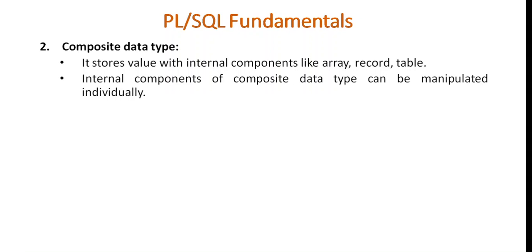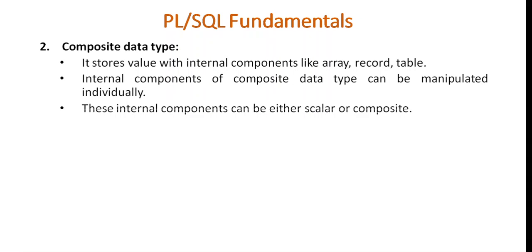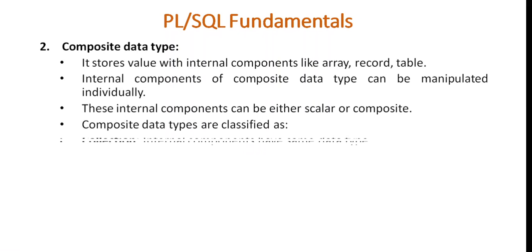Okay, so the internal components of composite data type can be manipulated individually, that is, each of the internal components in array or each of the internal components in record or table can be accessed or updated individually. Okay, so these internal components can be either scalar or composite. When you declare any array which is a composite data type, the internal components or the subcomponents or the values of that array can be either scalar or composite. Okay, so composite data types are again classified into two types, that is, first is collection. Collection, in this, internal components have same data type.